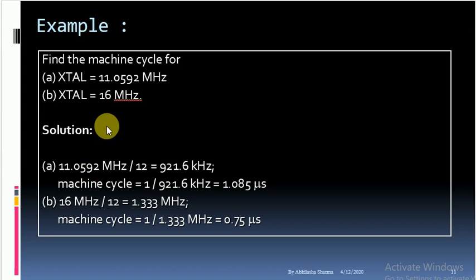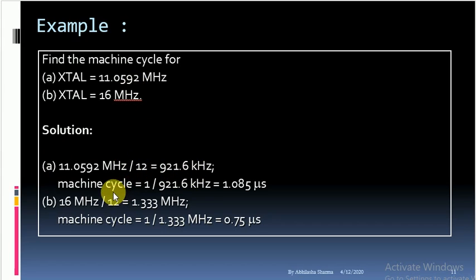Actually, the frequency that is given in the question is just divided by 12. So in this question, the first part, the crystal oscillator frequency is what? This is 11.0592 megahertz. So you divide this frequency by 12 and get the value.